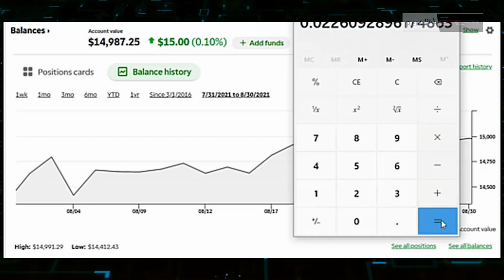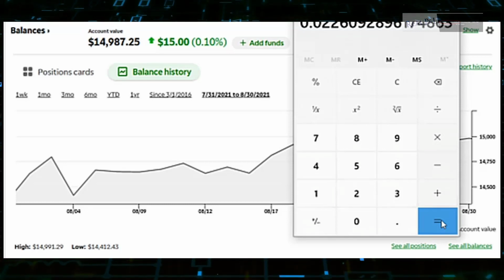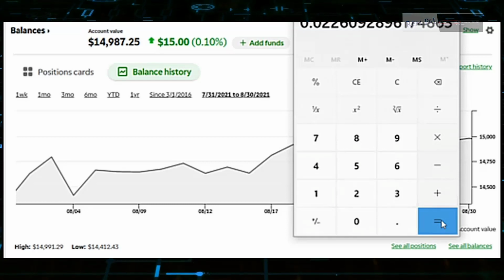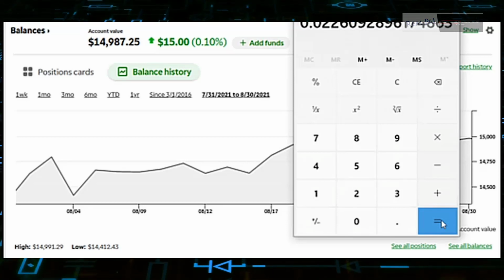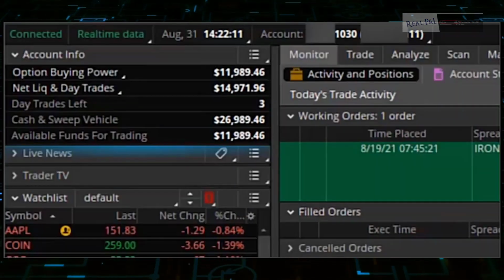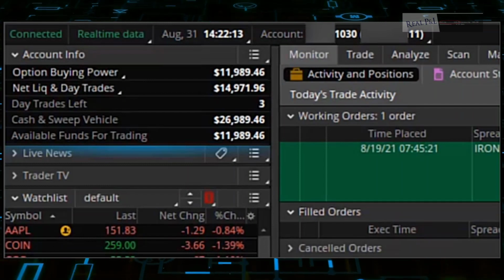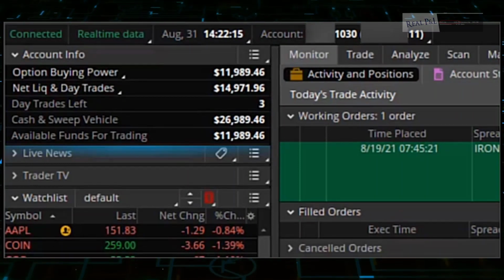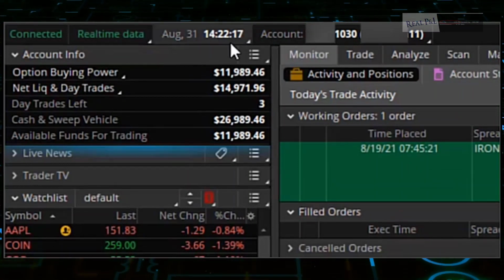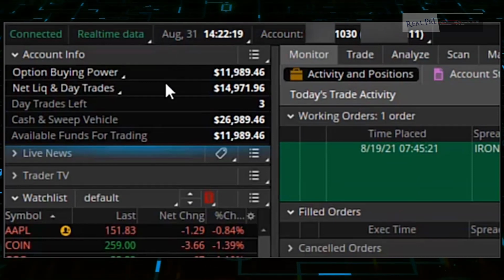We ended up about 2.26%. So that's a good month, 2.26%. Very good for the 5-step. Here is the double verification of my P&L using my 5-step course. You can see it's August 31st, 14:22, the market's closed.